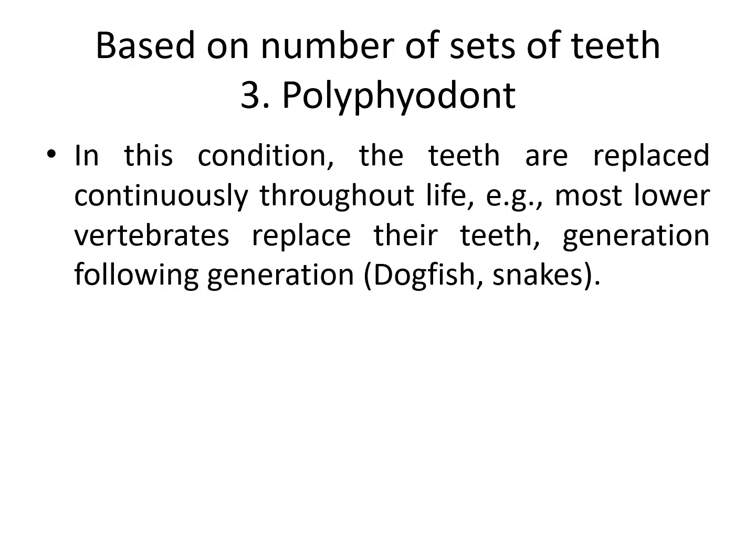The third condition is known as the polyphyodont dentition, where teeth are continuously replaced throughout the animal's life. This is commonly seen in many lower vertebrates like dogfish and snakes, where teeth are frequently lost and quickly replaced. Such continuous replacement ensures that the animal always has functional teeth for feeding, especially since their teeth are more prone to wear and loss.